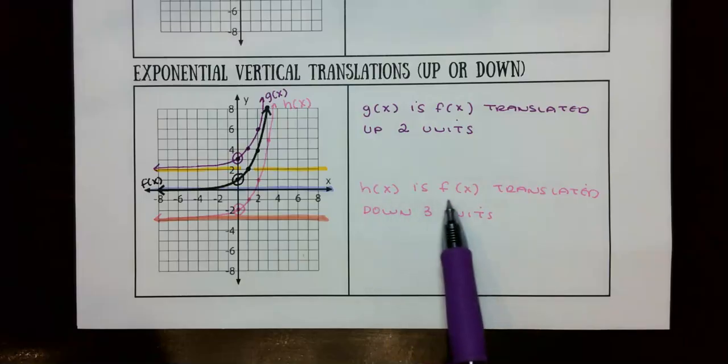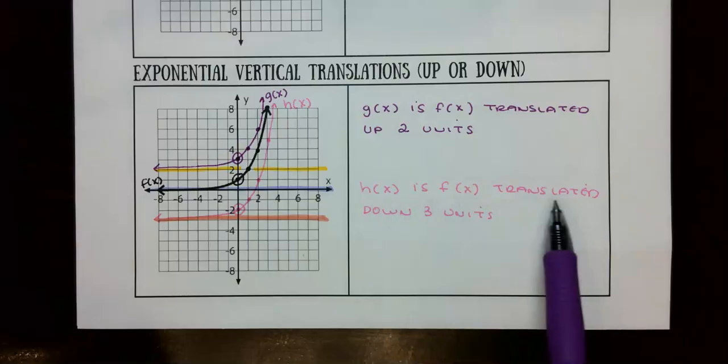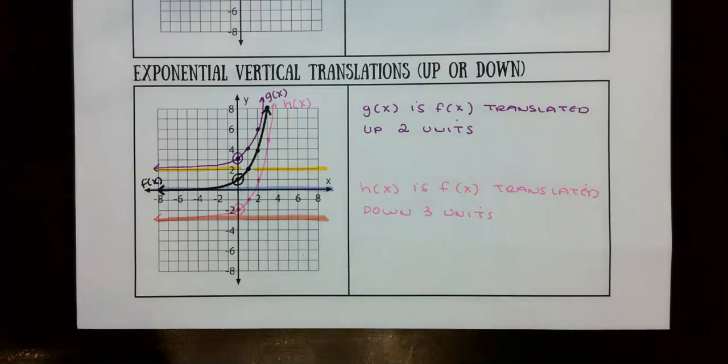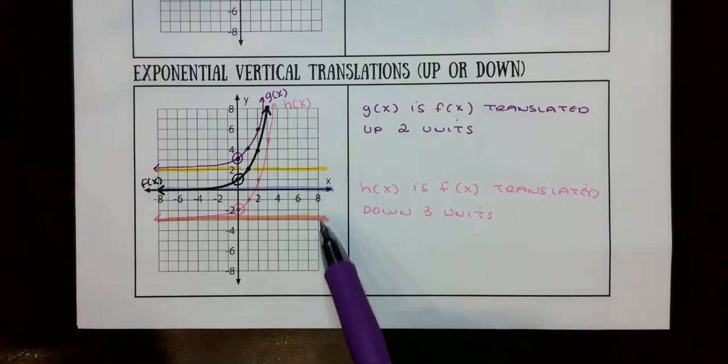We can see that h of x is f of x, but it's translated down 3 units. And so when we compare those 2 y-intercepts, we can see that h of x is 3 units below the parent function. Okay? And we can also use our asymptotes to kind of see how far up and how far down our graph was moved.